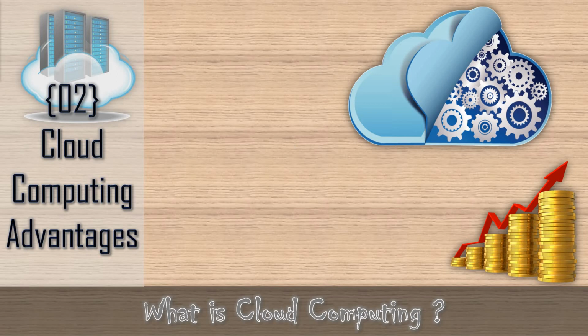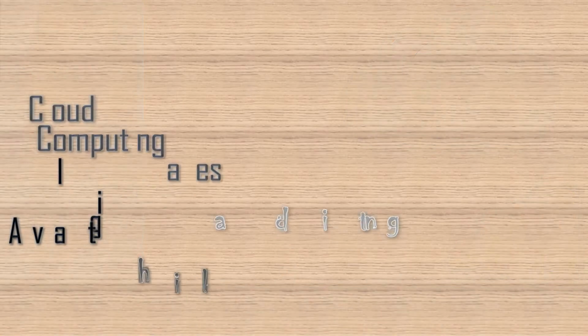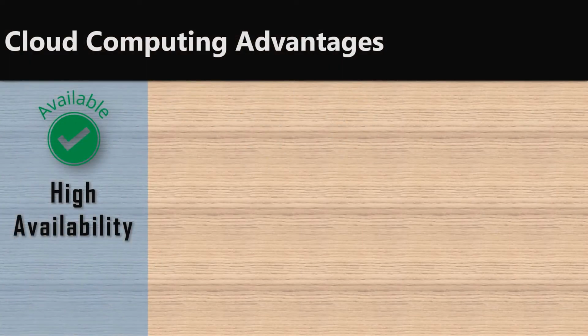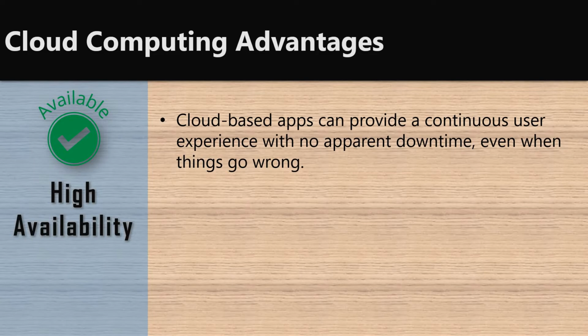Coming back for the second episode, what are some of the cloud computing advantages. So let's have a look at what we can have from cloud computing. First of all is high availability, which means that your application will be almost at what they call the 5 nines, 99.999%, which means that your application is going to be available to all the users most of the time with no downtime, even if something goes wrong.